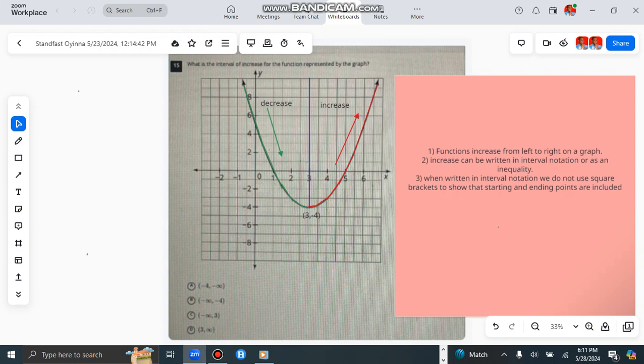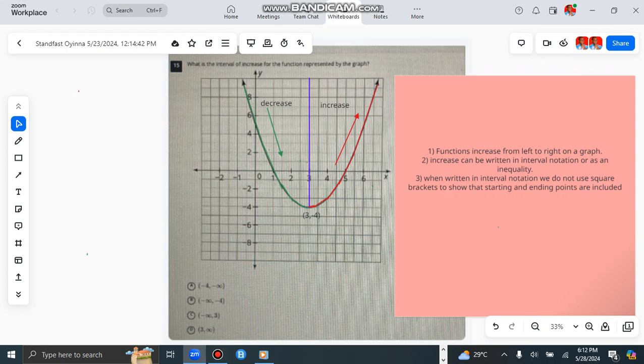So now down to the light pink note. The first thing here I've written is 1. Functions increase from left to right on a graph. So if you look at the graph, you will notice that it decreased first before it began to increase. So that is one thing about decrease and increase on a graph.